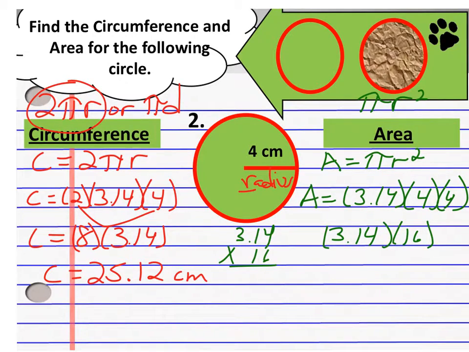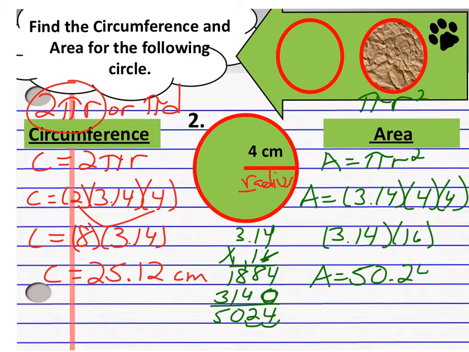6 times 3.14, as you know, is 1884. Knock that off and add in that spacer. And of course, 1 times it is 314. Add straight down. Move over twice. Area equals 50.24. And of course, that is centimeters squared. So it said square centimeters. You must put it in there.